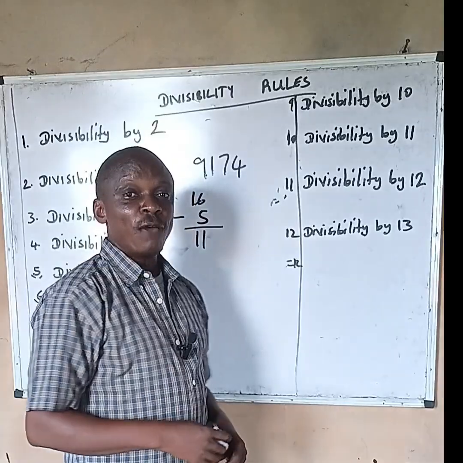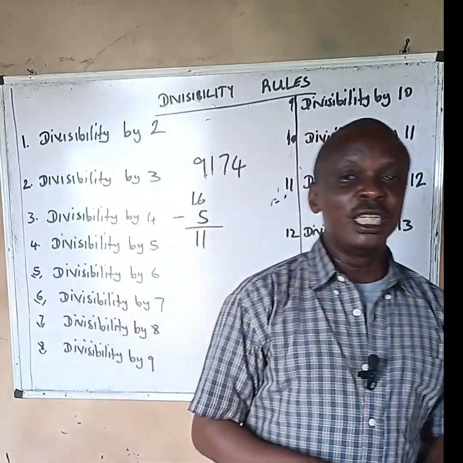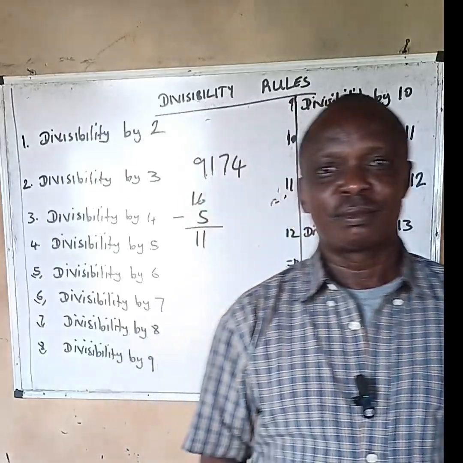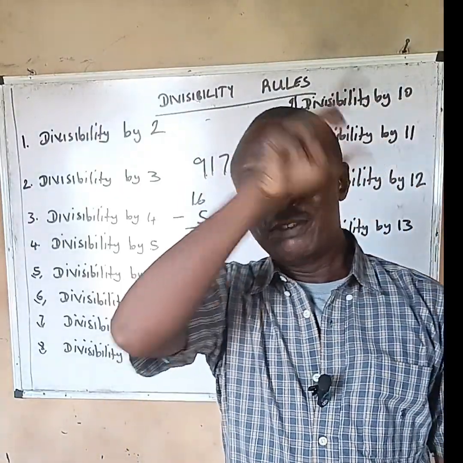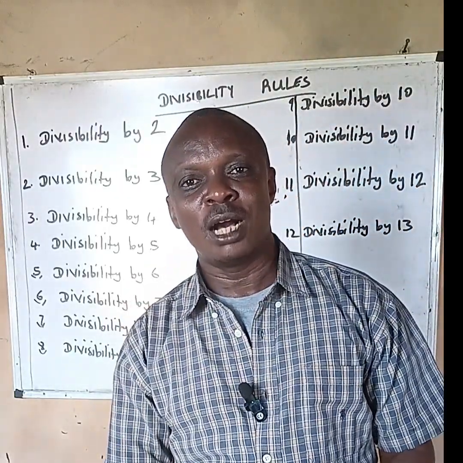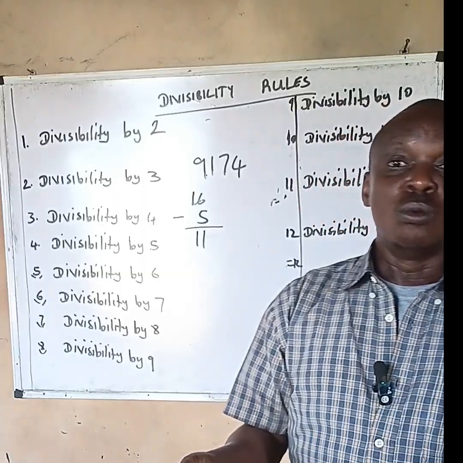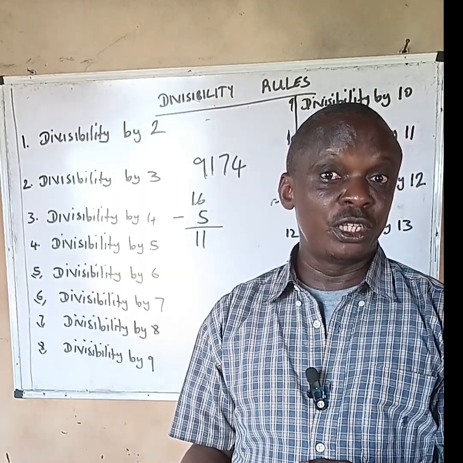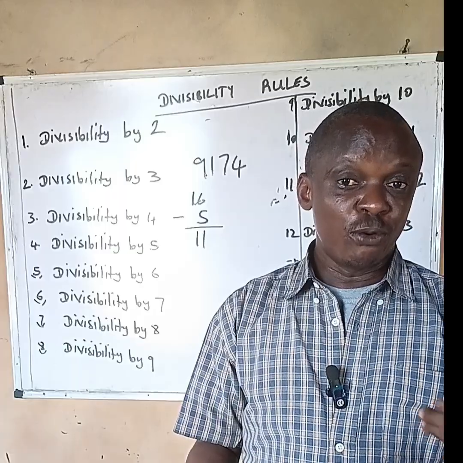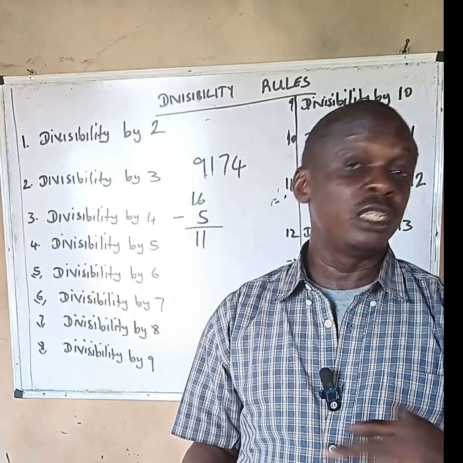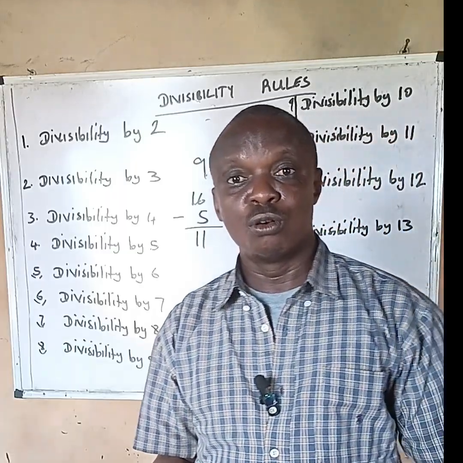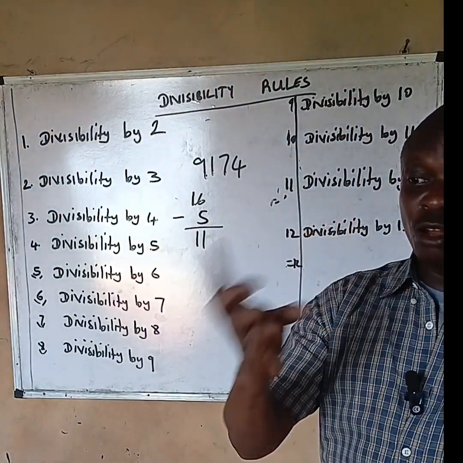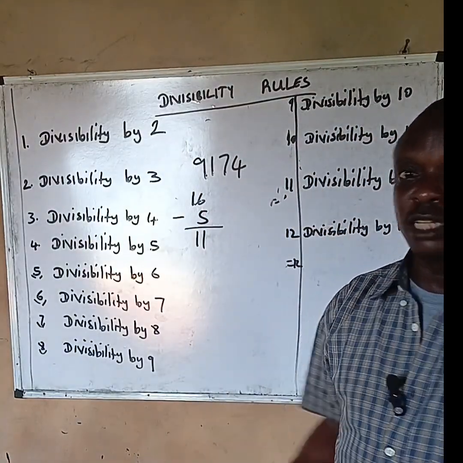Now, how do you know when 12 can divide a number? 12 can divide a number if 3 and 4 can divide that number. You already know when 3 can divide a number: if the sum of its digits is divisible by 3. 4 can divide the number if the last two digits are divisible by 4. So if 3 and 4 can divide a particular number, then 12 can divide it.